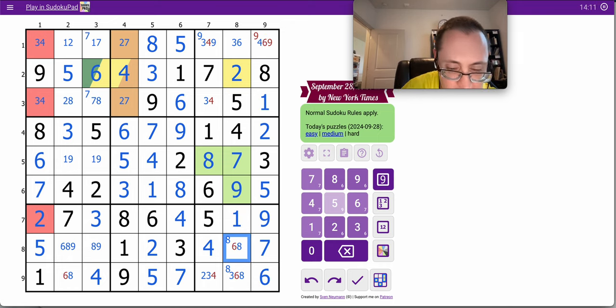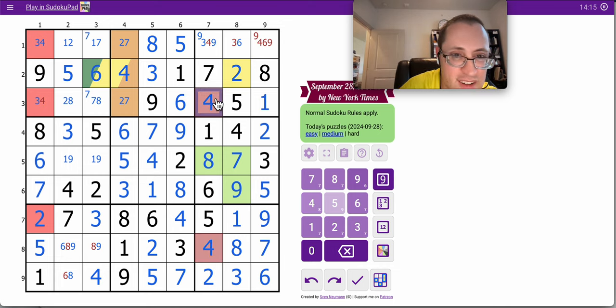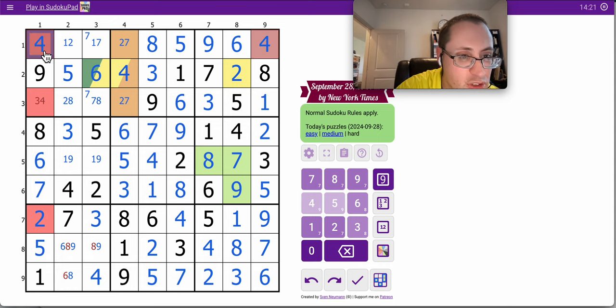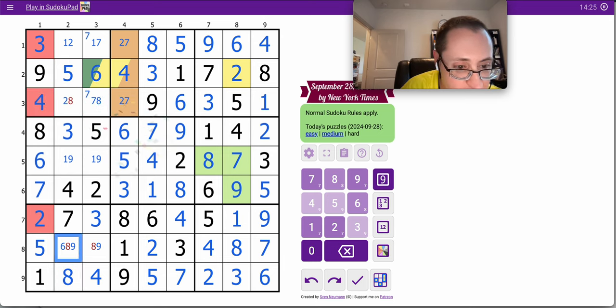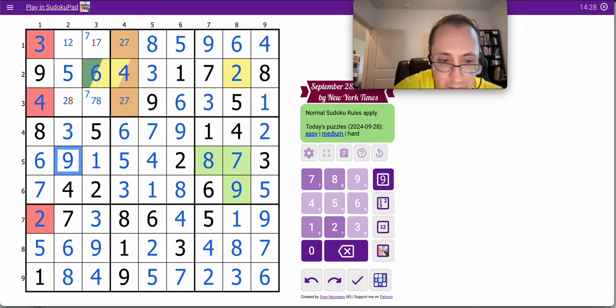So 1, 6, 8, 3, 2 go in region nine. That should be enough. It is for the right-hand side of the grid. That takes out the 3, 4 on the left. This is going to sort out region 7, and I'm away at this point.